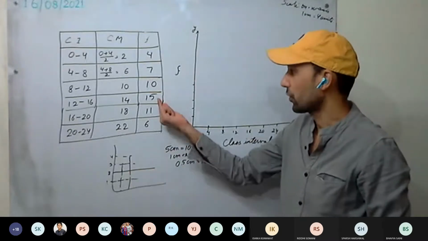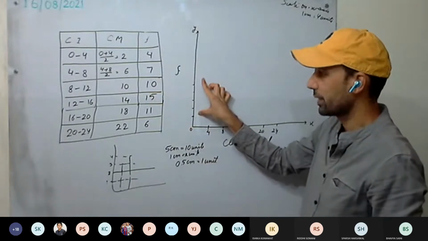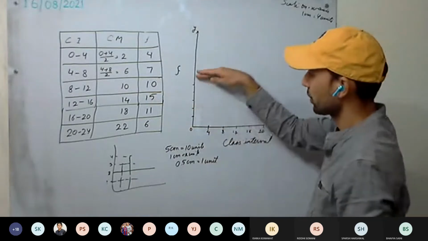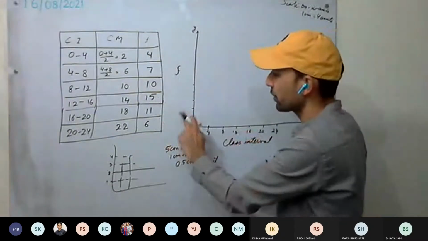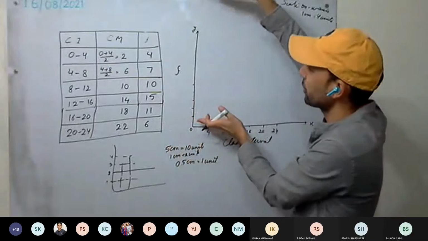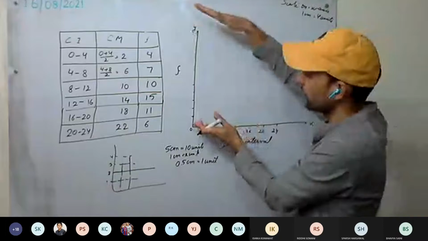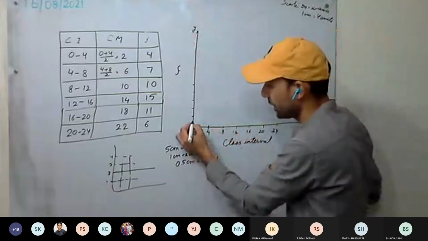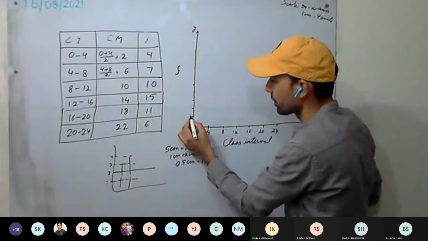Yes, sir. So for 15, how much will you require? 7.5 centimeters only. Or very simply, you can take 1 unit equal to 1 centimeter, so it will take about 15 centimeters on your graph paper. Or if you're taking just half, 7.5, you can take each half centimeter as 1 unit. Okay.